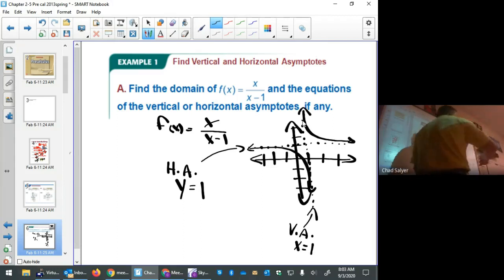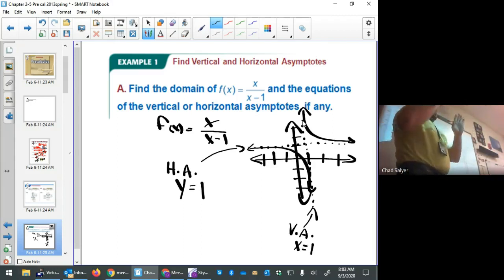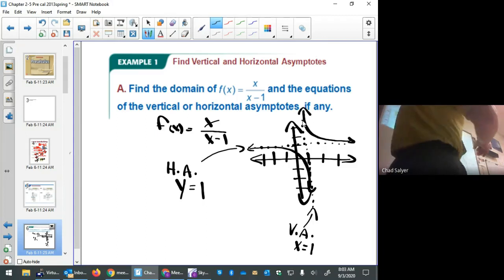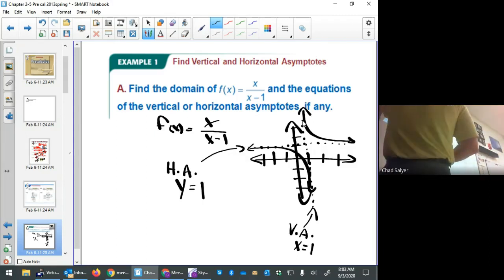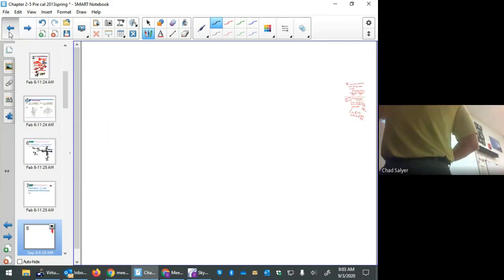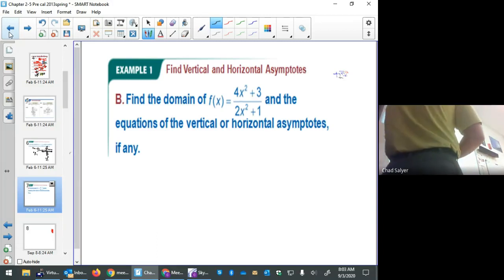Okay, any questions about this? Just graphing it, glancing at it, and guessing where the asymptotes are. That's all we're doing here. So here's a little more challenging one.